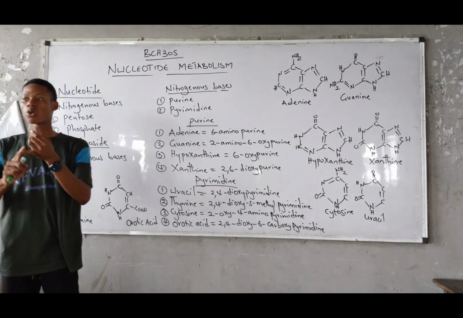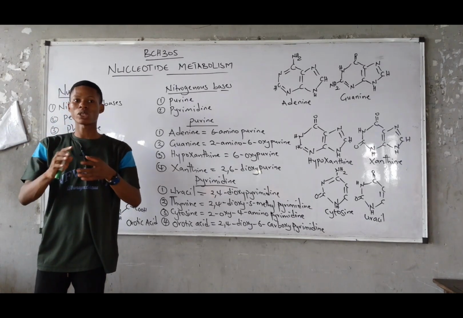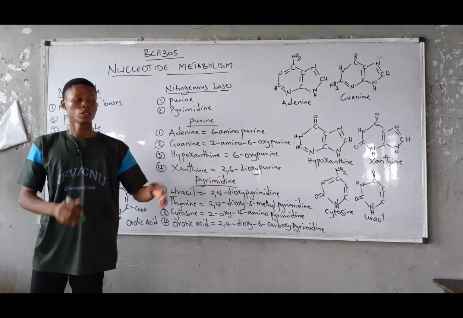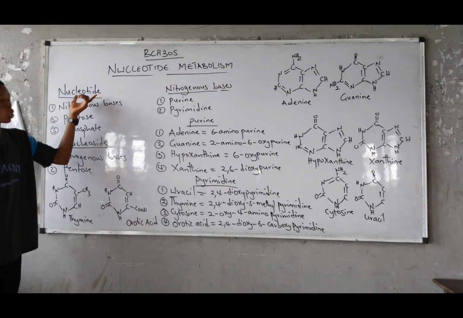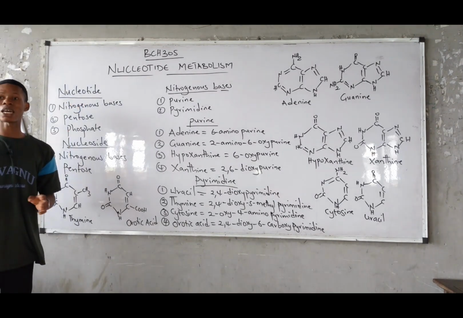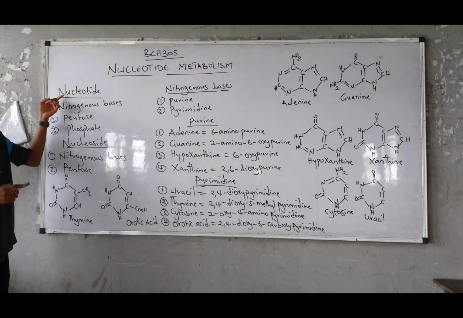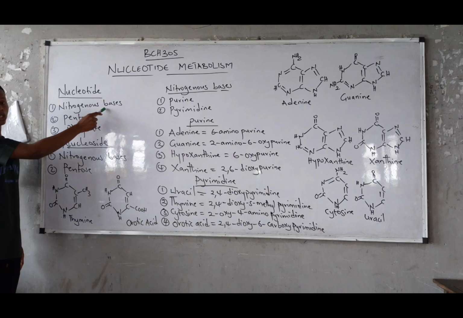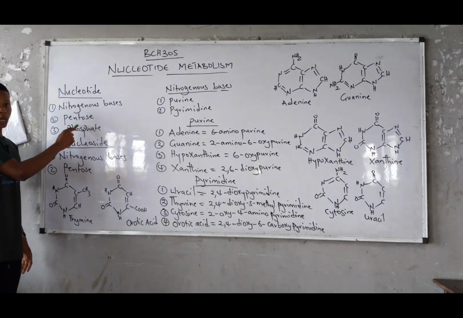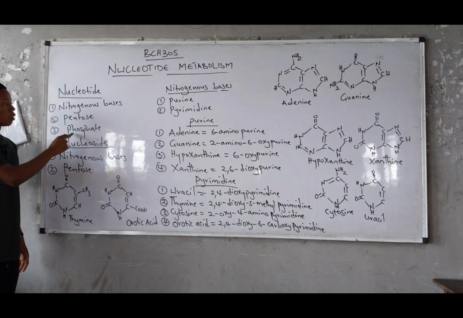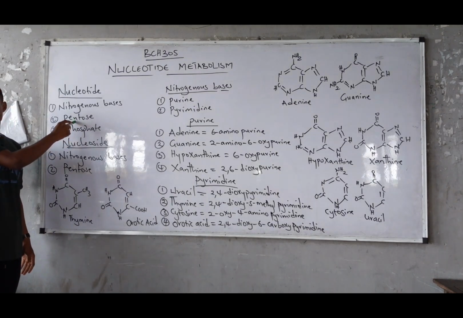So if you join one nucleotide to another nucleotide to another nucleotide like that, we have our nucleic acid. Good. Now this nucleotide is composed of three things. If these three things are not there, it is not a nucleotide. So the three things that make up the nucleotide are the nitrogenous bases, pentose, and phosphate group. So these three things must be there. The pentose is the sugar here.